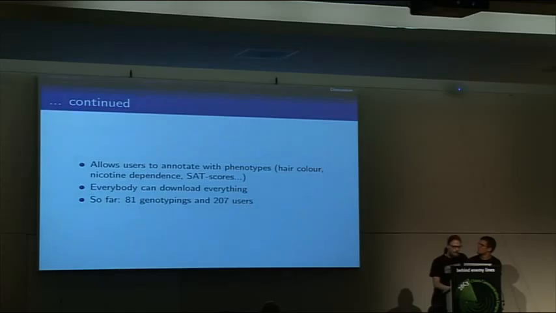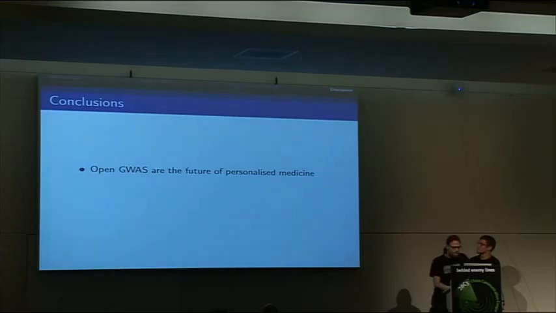So far, we have 81 genotypings and 207 users. As we said, we would need at least 1% of 23andMe customers, which would be 1,000 users. So we have 8% so far, and the numbers are rising. So we are optimistic that someday we will have enough data to be used in open genome-wide association studies.